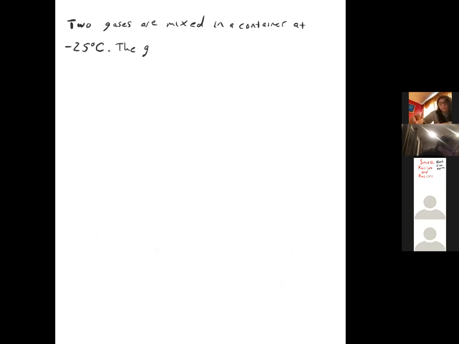Okay. So 2 gases are mixed in a container at, I'm going to give it a negative temperature, negative 25 degrees C. The gases are oxygen and helium.